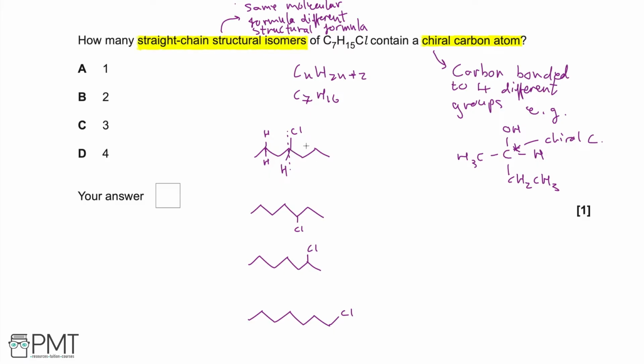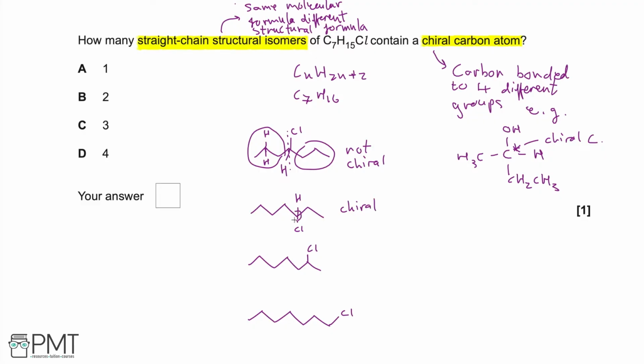Well, this group and this group are going to be the same. We've got 1, 2, 3 and 1, 2, 3 carbons. So this is not chiral. In molecule 2, option 2, we've got carbon bonded to hydrogen and chlorine. We've got it bonded to an ethyl group and also a 1, 2, 3, 4 butyl group. So this is going to be chiral.